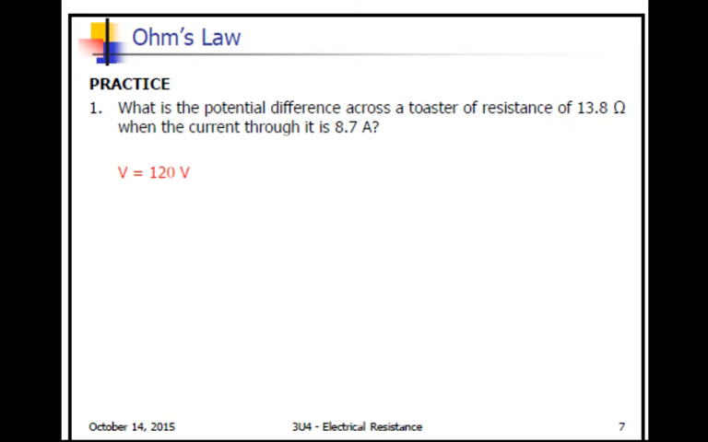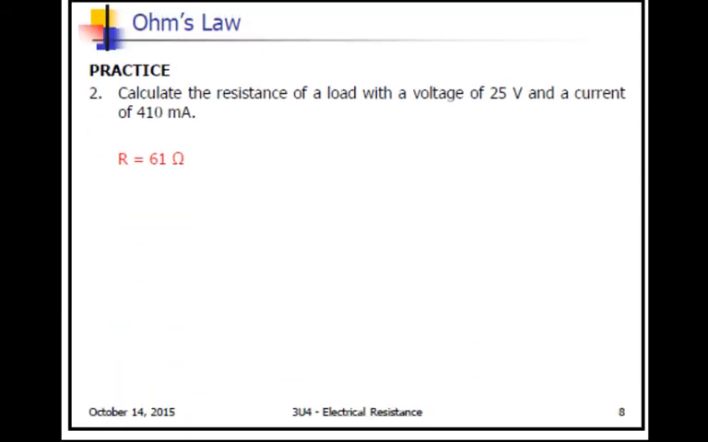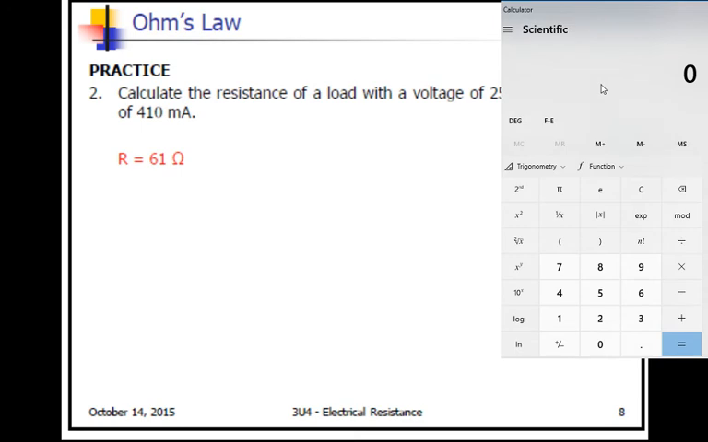Next question. What is the resistance of a load with a voltage of 25 and a current of 410 milliamperes? Starting with the equation V equals IR, we can rearrange that to R equals V over I, so that's 25 divided by 0.410, and that gets us to 60.97 or 61 ohms of resistance.